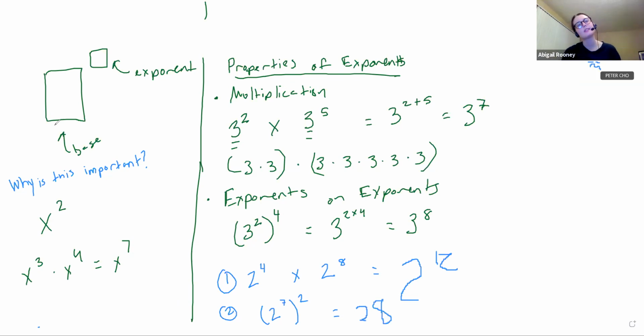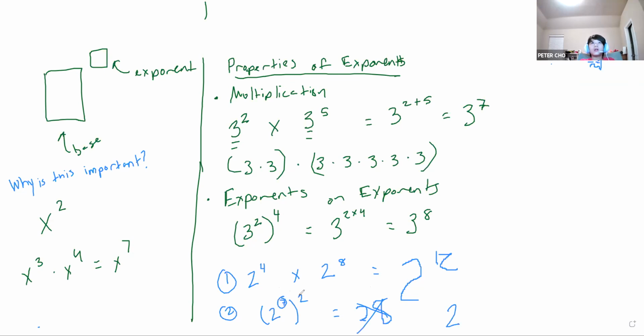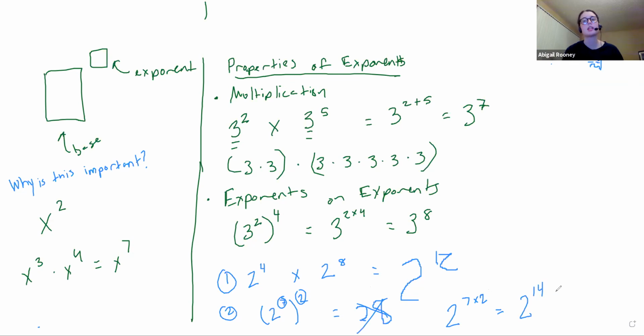Does that say 28? Okay, not quite. The reason is we don't multiply everything together. You did 2 times 7 times 2, right? Okay, so what we do instead is we keep our big 2, the base, the same, and then we look only at the exponents and multiply those together. So what's 7 times 2? 14. So this is 2 to the 14th power.